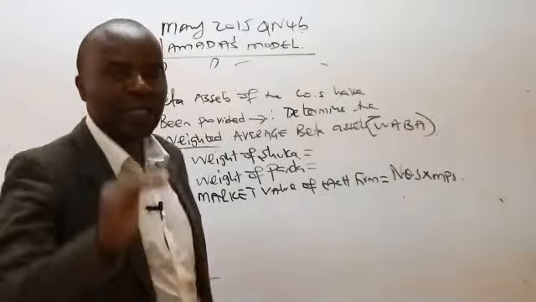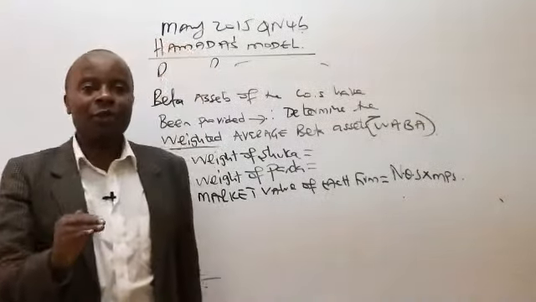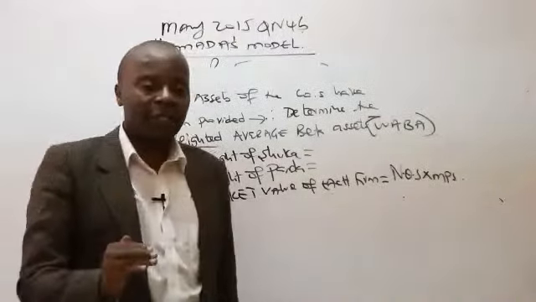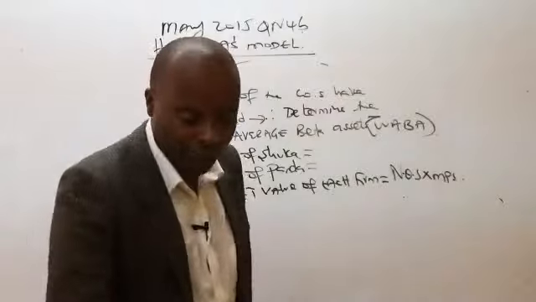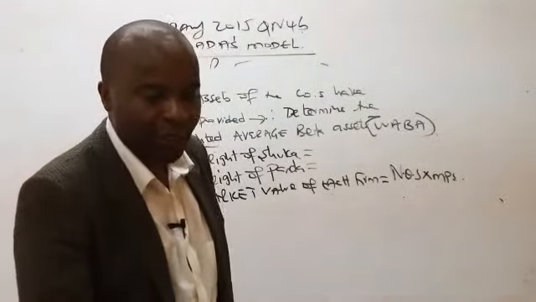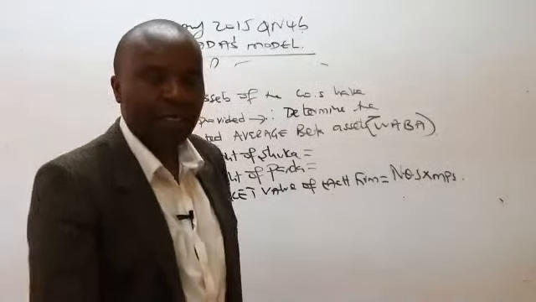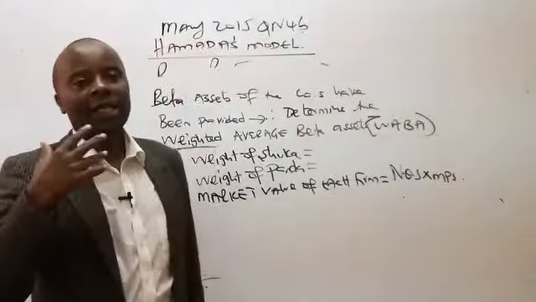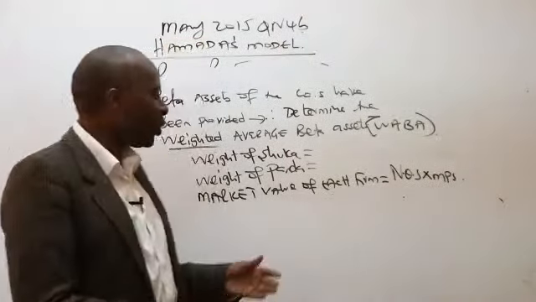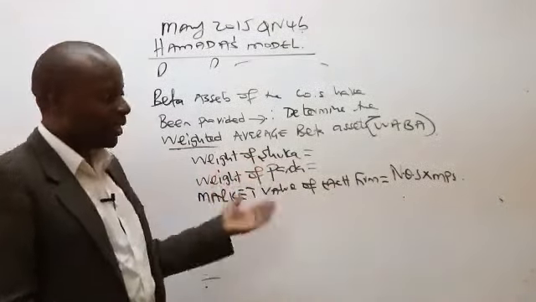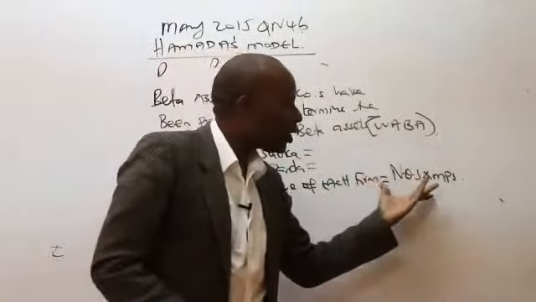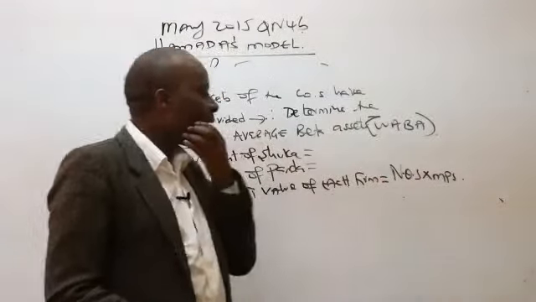Anytime you want to get the value of any organization, be it Safaricom, you simply take its number of ordinary shares times the market price per share. This is what we also call market capitalization. You take number of ordinary shares times market price per share.